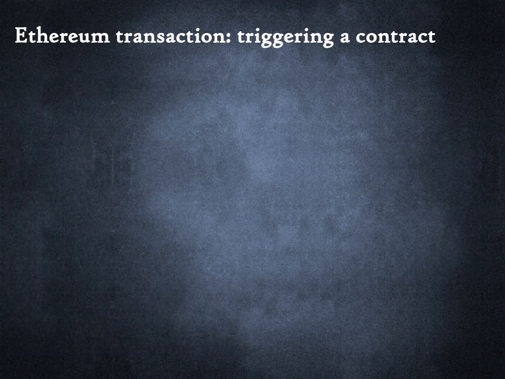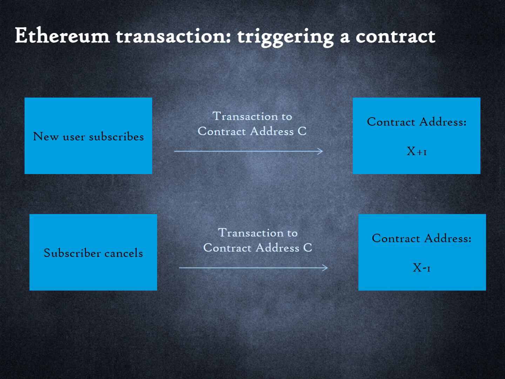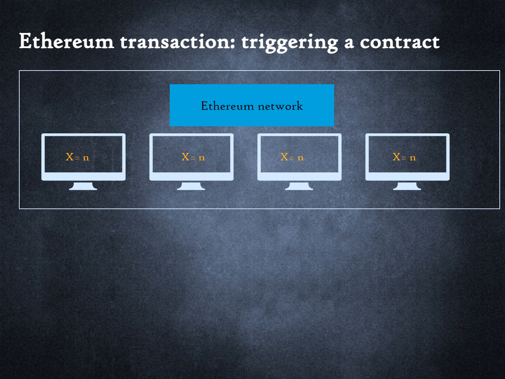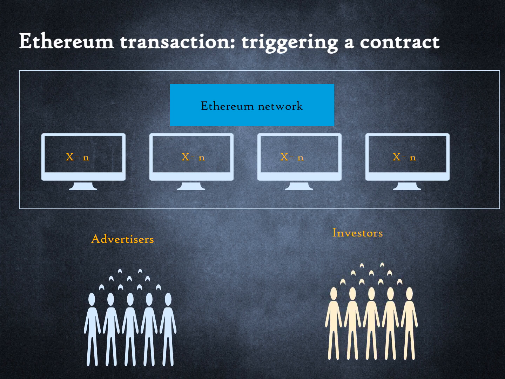Every time a user signs up online for the service, behind the scenes, an automated transaction is sent to the contract address C with the instruction to increase x. The value of x keeps increasing by 1 on every sign-up. Every time a user cancels the service online, behind the scenes, an automated transaction is sent to the contract address C with the instruction to decrease x. The value of x keeps decreasing by 1 on every cancellation. At any time, each node on the Ethereum blockchain reports the value of x, which represents the number of subscribers to the streaming service. Advertisers use this data to determine whether they should be advertising on this service. Investors use this data to determine whether they should buy or sell the shares of this streaming company.